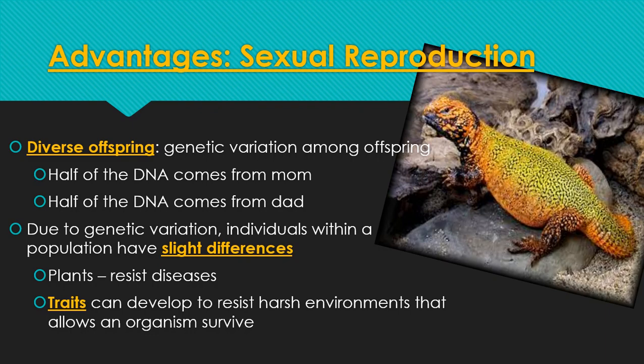So, for sexual reproduction, syempre, merong genetic variation among the offspring. Half of the DNA comes from mom, half comes from dad. Due to genetic variation, individuals within a population have slight differences, and this will lead to adaptation. Differentiation leads to adaptation of the species. For plants, it resists diseases. Traits can develop to resist harsh environments that allow the organism to survive.